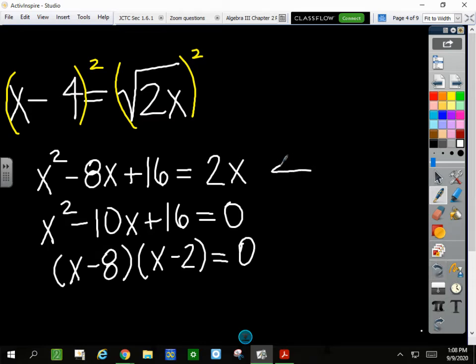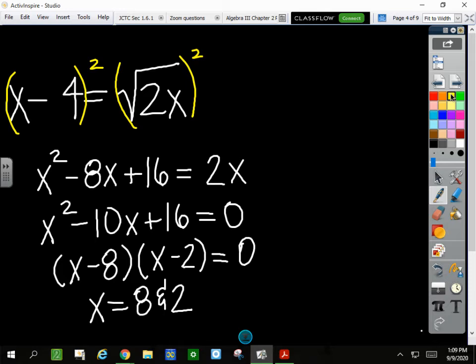So we were here after squaring both sides. We realized it was quadratic. We got a 0. We decided to solve by factoring. So now I'll set the factors equal to 0 or pretend that I did and solve. So we would have x equals 8 and 2.